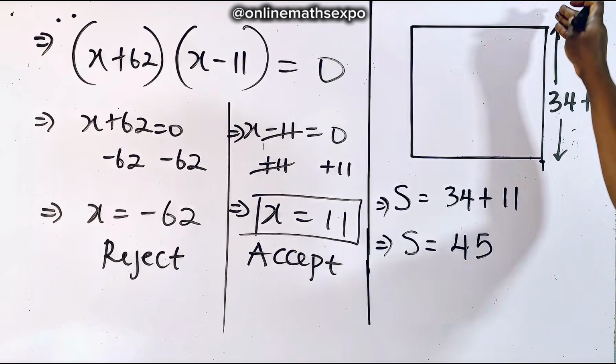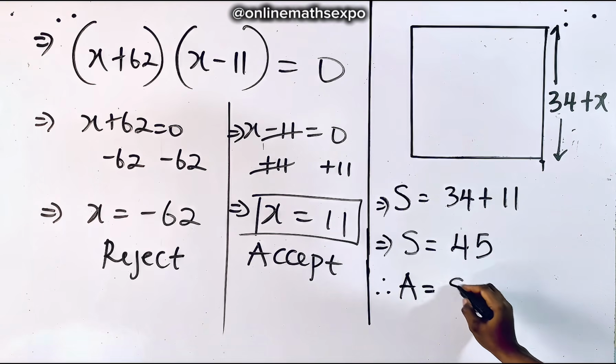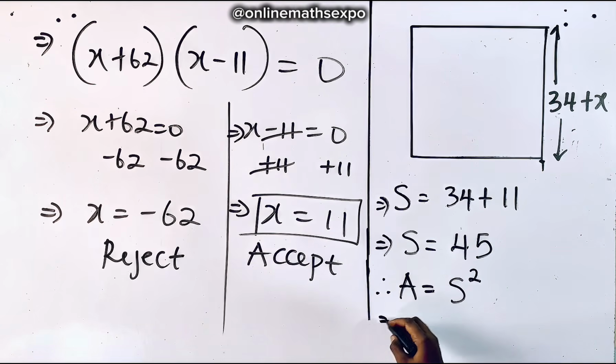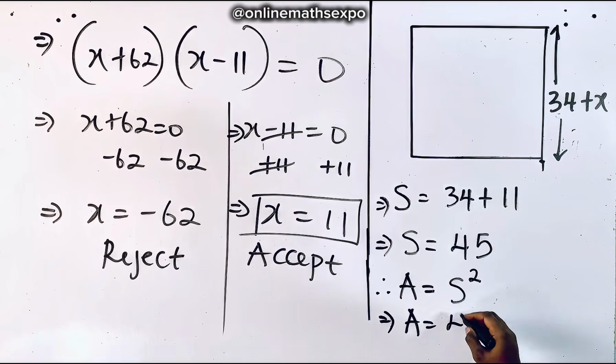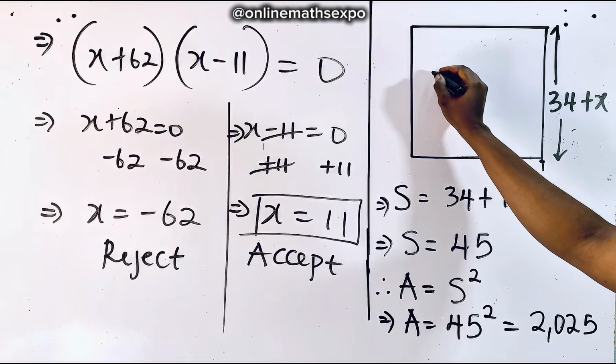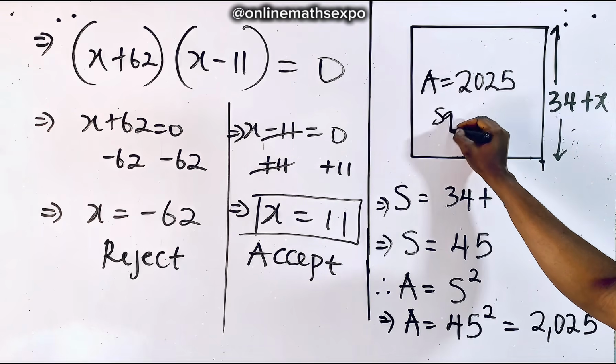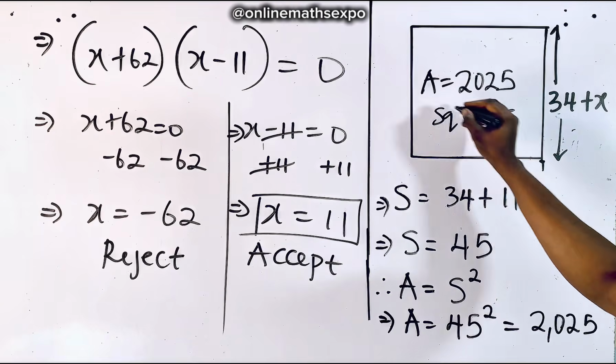Now that we have known the side of the square, we can have it that the area is s squared. So we now have it that the area will be 45 squared. And 45 squared is the same as 2025. So it means that the area of this square is 2025 square units.